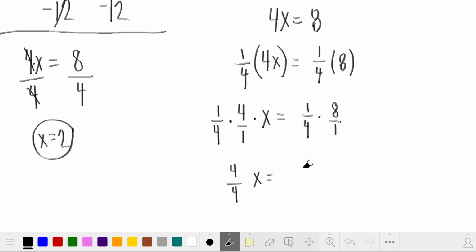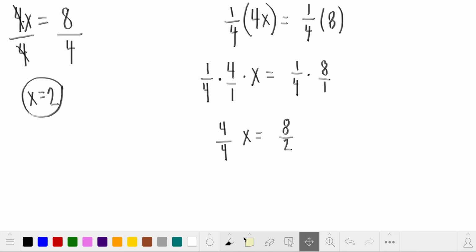X is equal to, and then here we have the 8 over 2. And then 4 over 4 is 1, so this is the same as 1x. And that's equal to, I made a mistake here, this is 4.